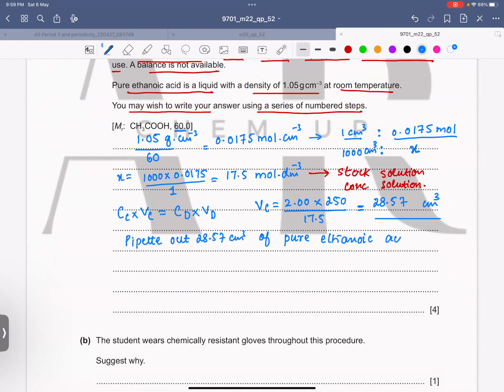ethanoic acid. 17.5 is the mole per dm cube, right? It's the concentration. Okay, sorry. So 28.57 centimeter cube of ethanoic acid. We have pipetted out.